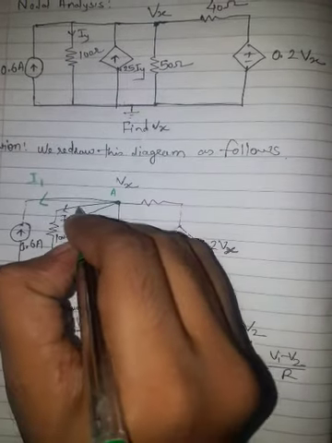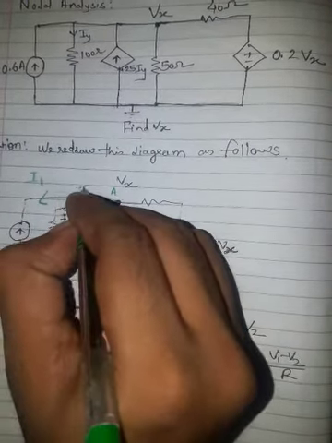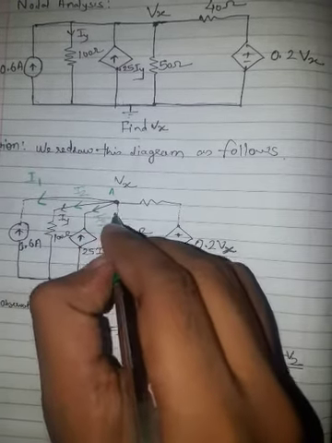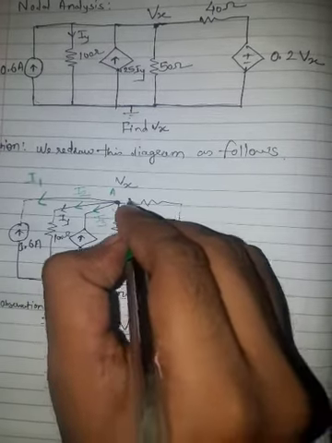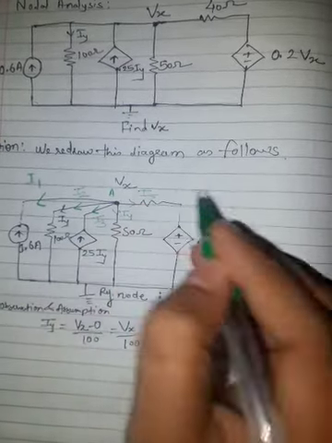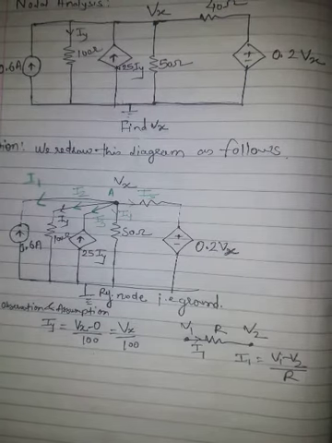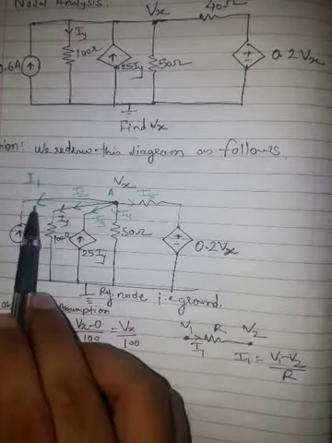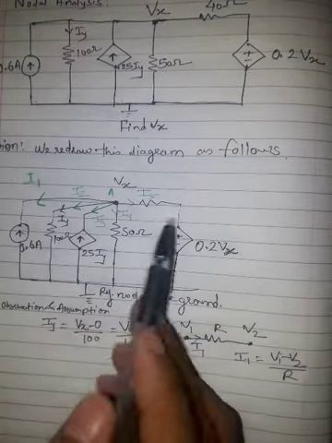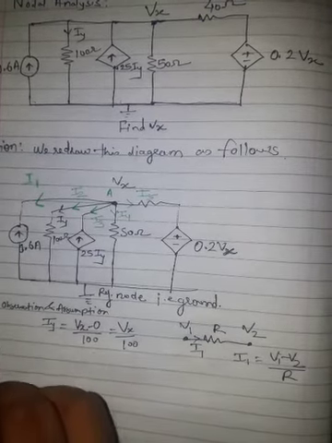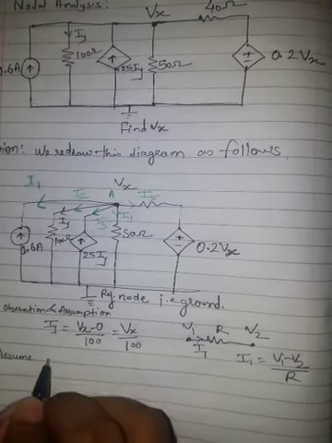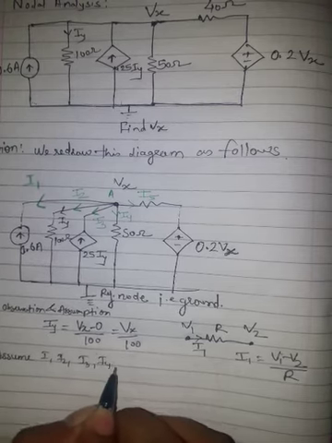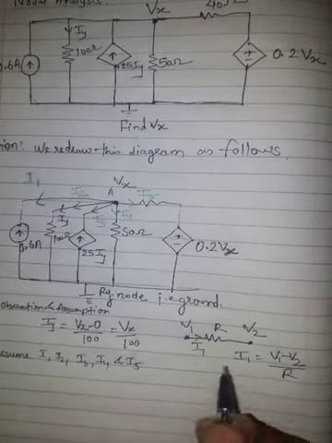This is I2. This is I3. This is I4. This is I5. Since there is only one node, I have assumed all these currents I1, I2, I3, I4, I5. All the currents are leaving. Assume I1, I2, I3, I4 and I5.